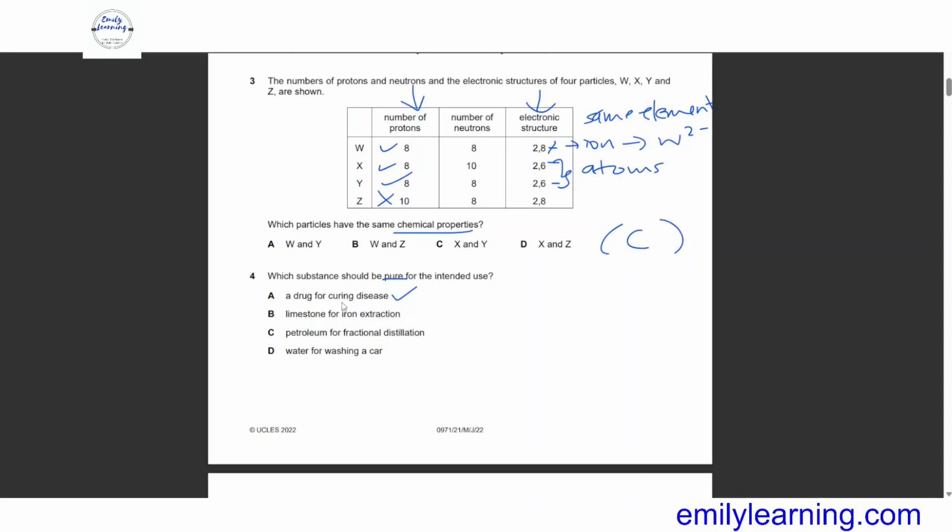Okay, limestone is not pure for the iron extraction. Petroleum is in fact a mixture already. After you separate them in fractional distillation, the petroleum that you get is also not pure. It is a range of different hydrocarbons. Water for washing a car. The water that you have has a lot of dissolved material. It need not be very pure, because it's just for washing a car. So in other words, the one that needs to be pure is a drug for curing diseases.